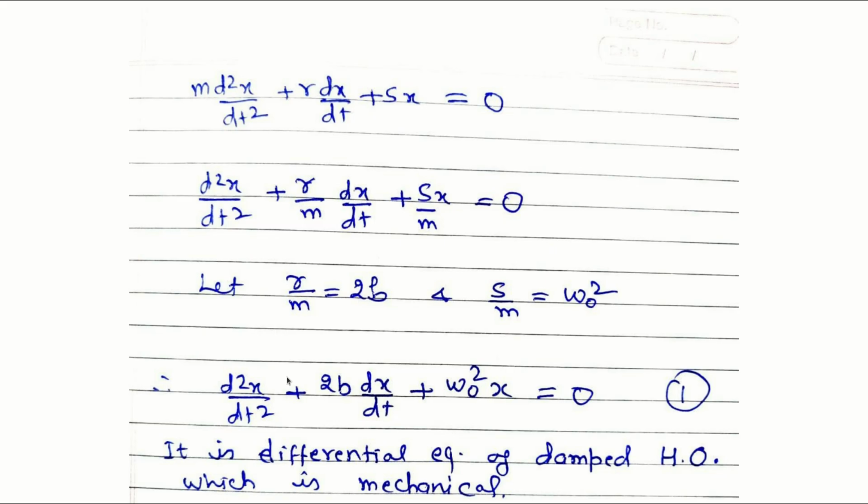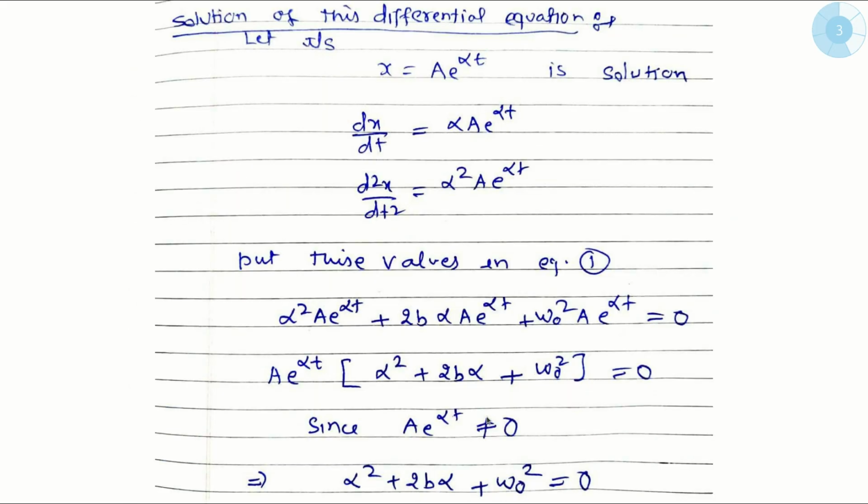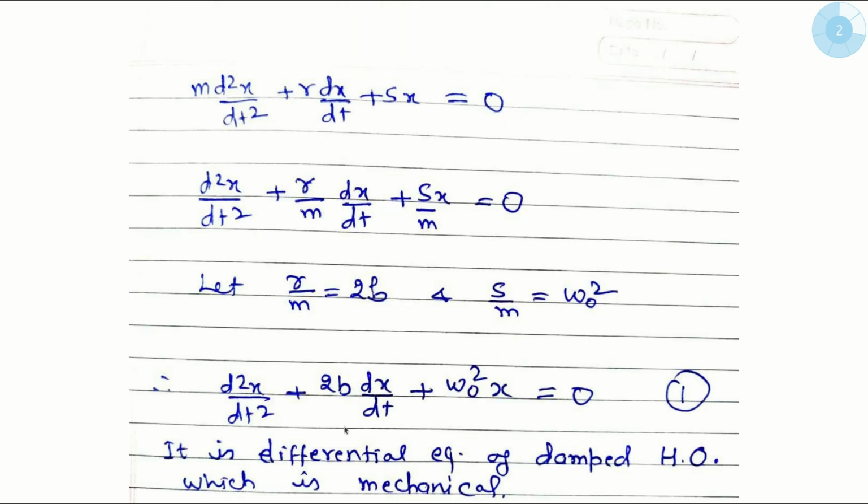And we also take the circuit diagram of the electrical oscillator, that is, a capacitor, inductor and resistor connected in a closed circuit in series. That combination of capacitor, inductor and resistor is called an electrical oscillator. So this is the differential equation of the damped mechanical oscillator. Now we will try to find its solution.